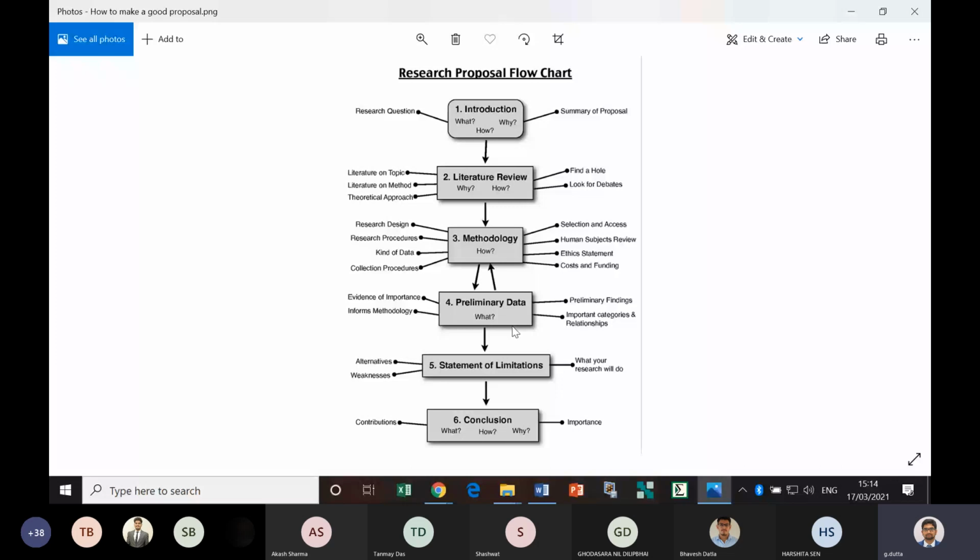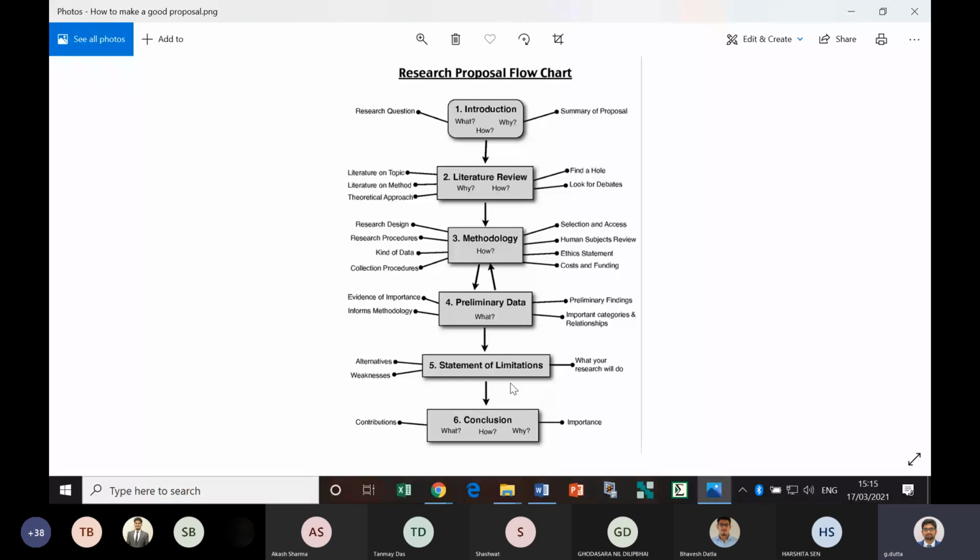So if you have some preliminary data, then your proposal will be stronger, and wherever you are asking for funding, they can give. Maybe your chance of success will be much higher if you have some preliminary data.